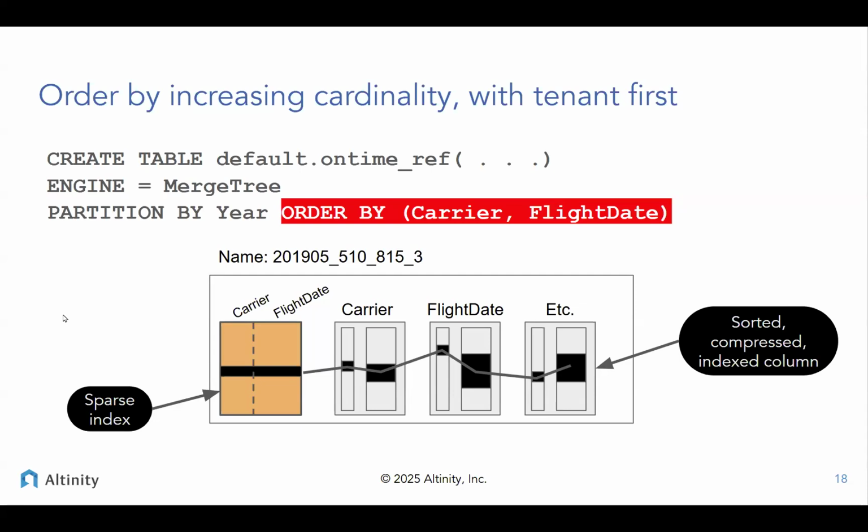That order by also builds an index called a sparse index that allows you to find these more quickly. But the key thing is the ordering. The index is important, but it's the ordering you want to think about, because that controls where your data is located.